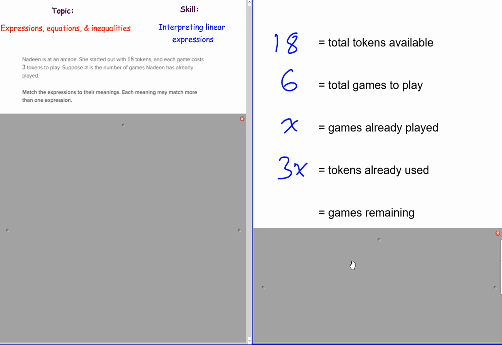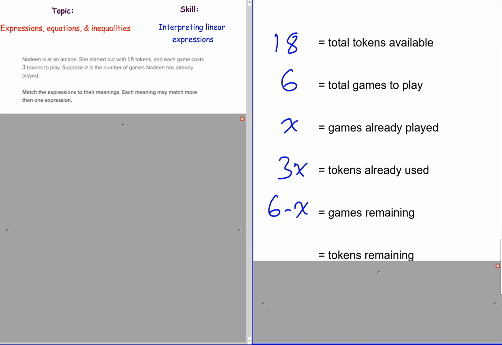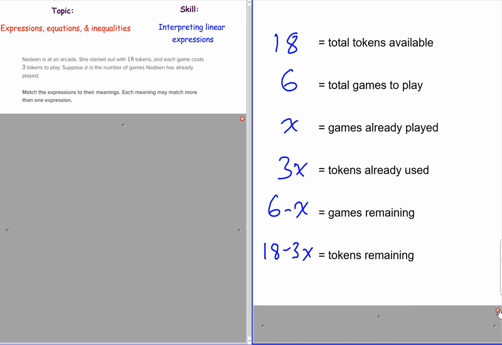Let's look at the next one. How many games does she have remaining? Well, she can play a total of 6 games minus she's already played an X number of games, so 6 minus X is the games remaining. And how many tokens does she have remaining? Let's think just in terms of tokens. How many tokens did she start the day out with? She started with 18. And you subtract 3 tokens for every game she played, or the tokens already used, so you would subtract out 3 times X. So these are all the different expressions.